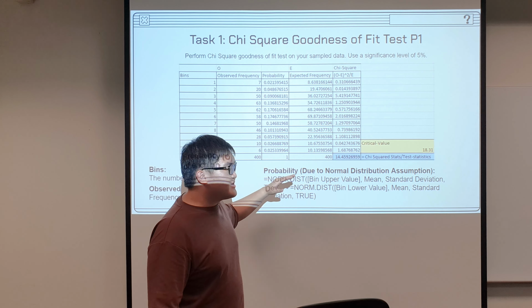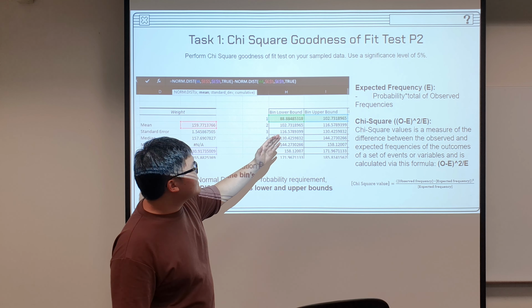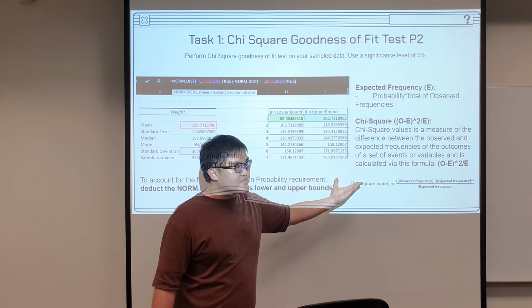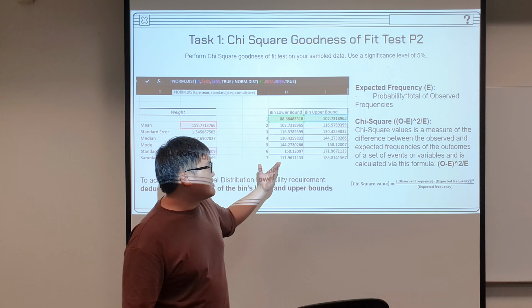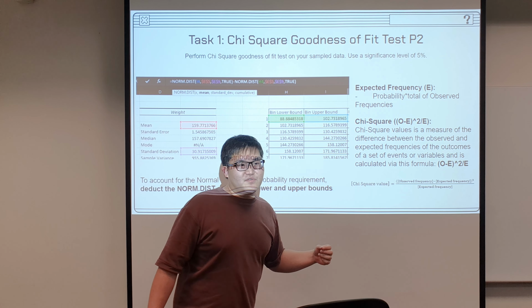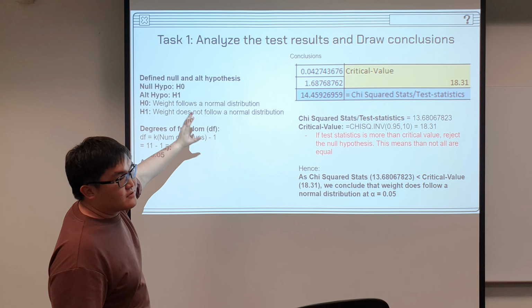The expected frequency is just probability times total of observed frequencies. The chi-square itself is a measure of difference between the observed and expected frequencies, and so it's calculated with observed frequency minus expected frequency, squared, over expected frequency. Alright, and we move on to the conclusion for task 1.